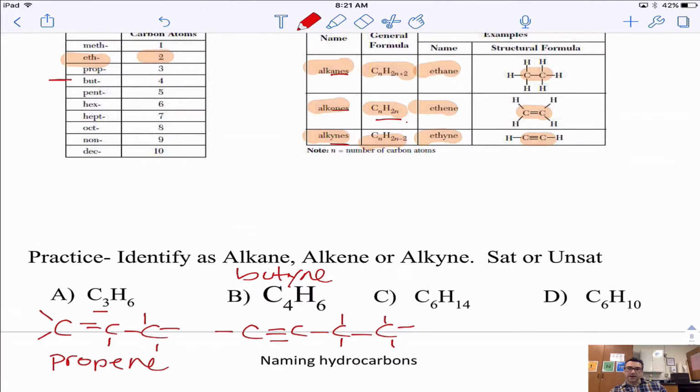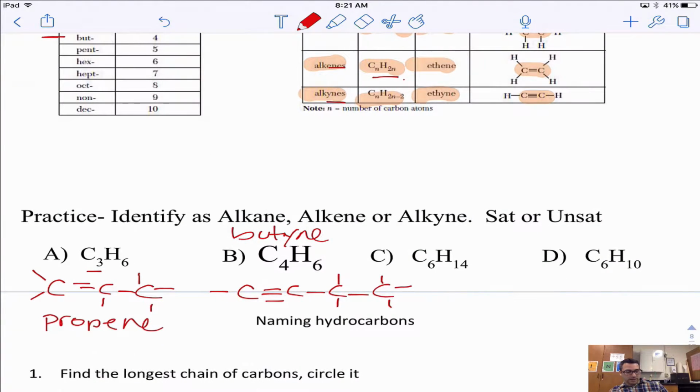Now, this one gets a little bit more complicated because we need to say where the triple bond is. For example, I could have put the triple bond here and then filled in the hydrogens. This would also be butyne. The problem is that in the first case, it's attached to the first carbon, it would be 1-butyne. In this case, it's attached to the second carbon, it would be 2-butyne. So I need to say where that triple bond is.